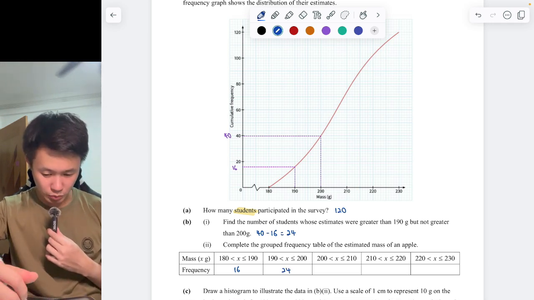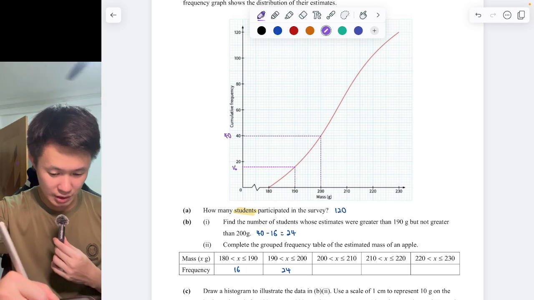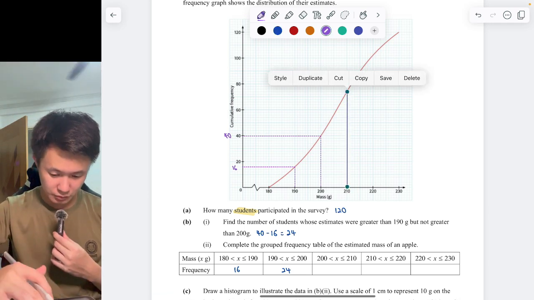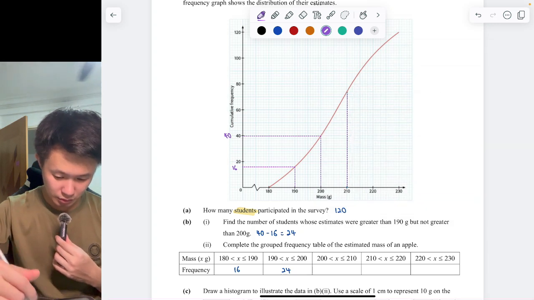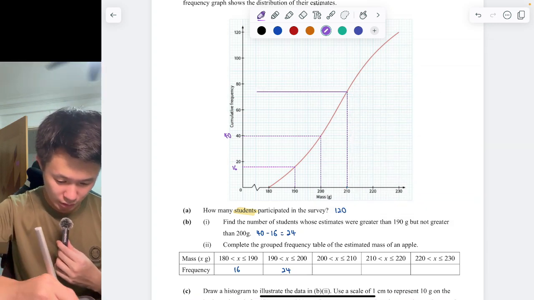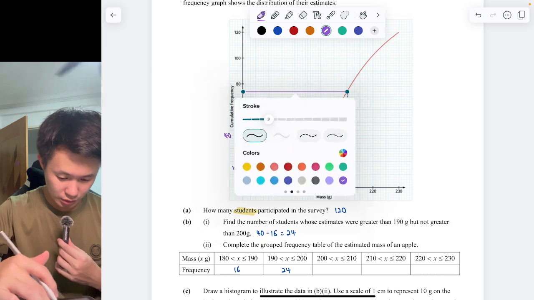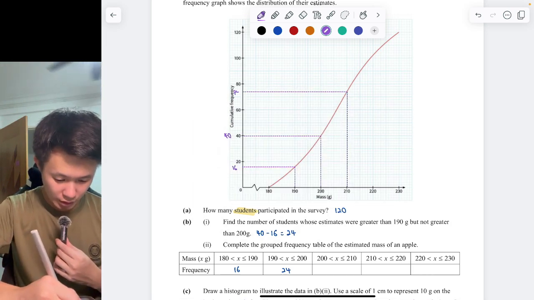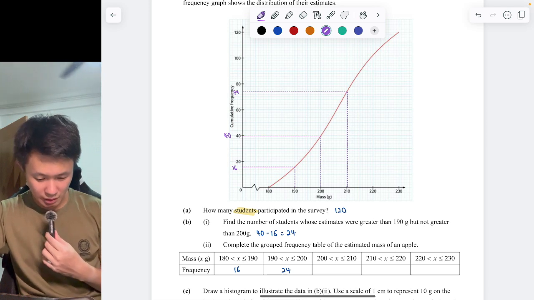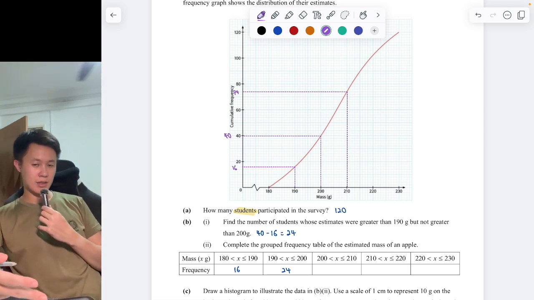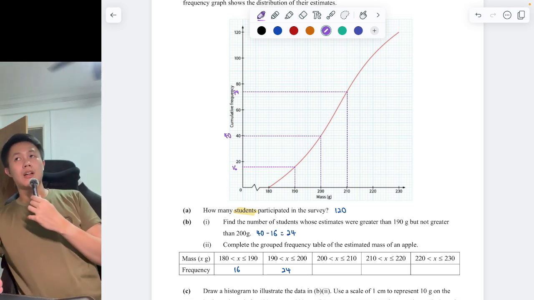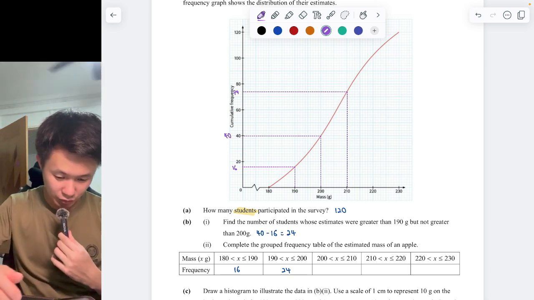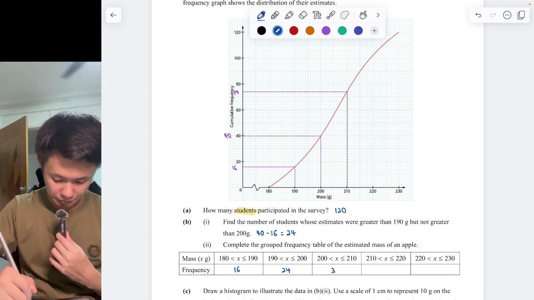Then what about 200 to 210? You're going to find out what it is at 210. So at 210, it's here. Okay, this is at 210. Over here, and that is about 74. So we're going to take 74 minus 40, because there are 40 apples that are less than or equal to 200 grams. So we take 74 minus 40, and we will get 34.